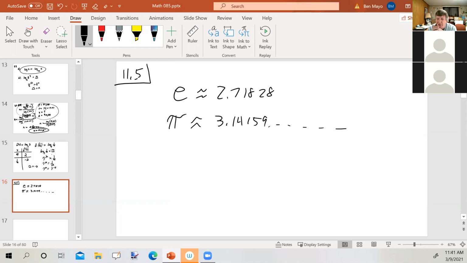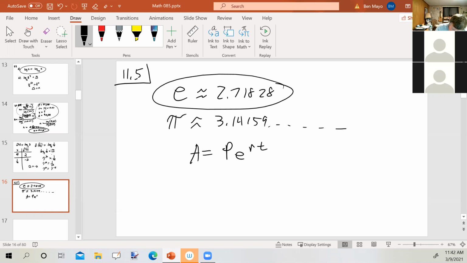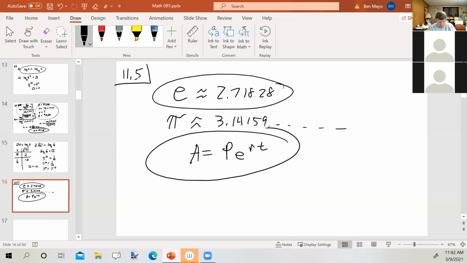Now, we use e when we're dealing with situations where we've got what's called exponential growth or exponential decay. If we have a population of something and it's either growing or decaying continuously, we tend to use this number in the formula, okay? And the formula that we're going to be looking at is this. It says A equals P e to the rt power, okay? That's a formula where we're dealing with continuous growth or decay.